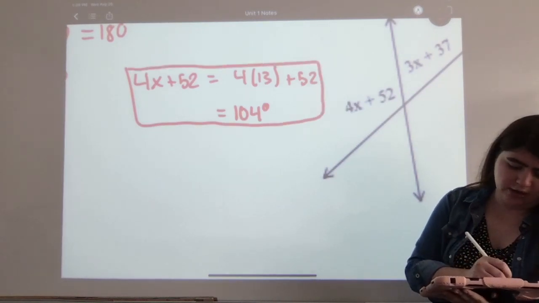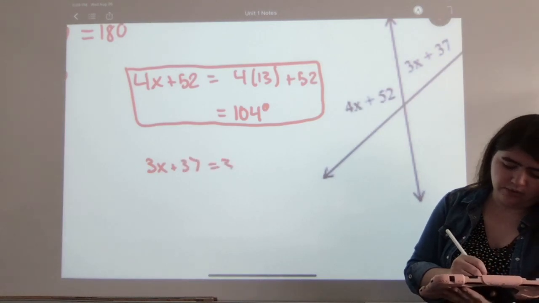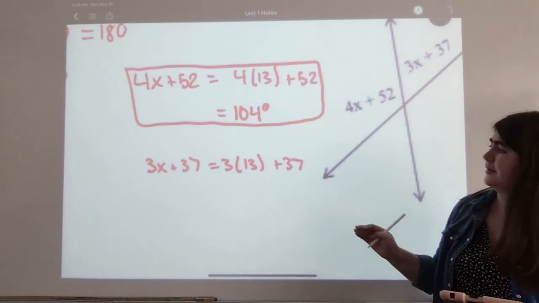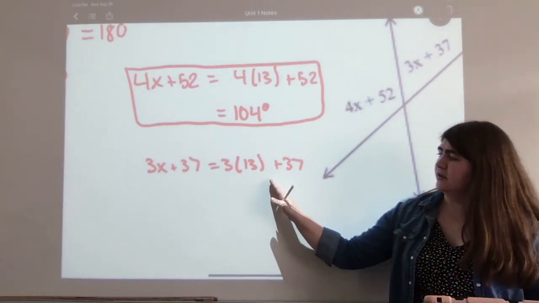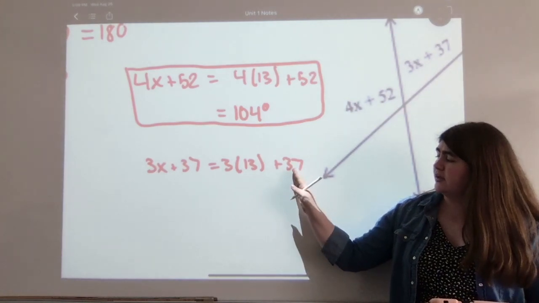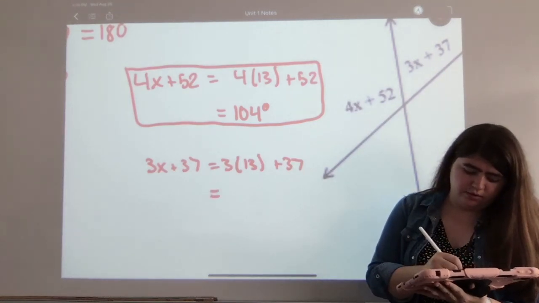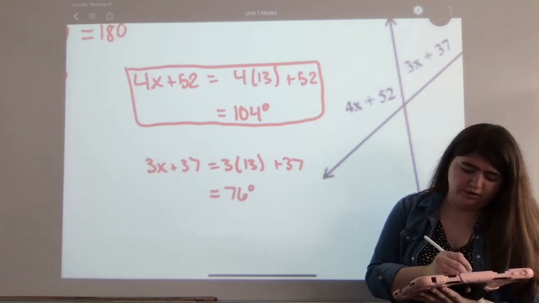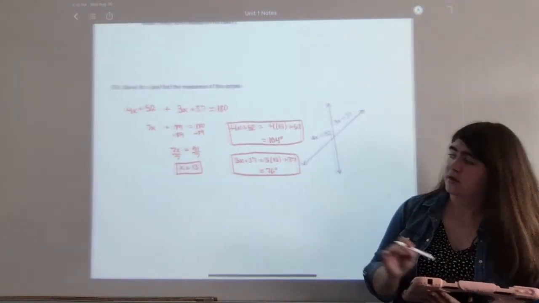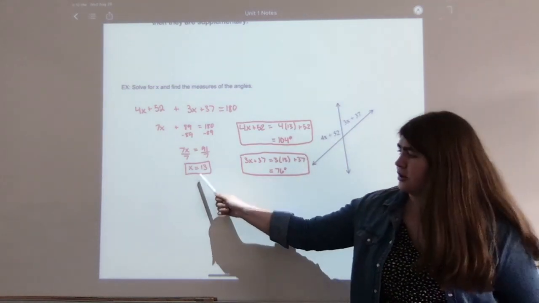And our other angle was 3x plus 37, which is equal to 3 times 13 plus 37. All right. 3 times 13 is equal to 39. 39 plus 37 is equal to 76. So this is equal to 76 degrees. And now we have found all three pieces. We found each angle measure, and we found the measure of x.